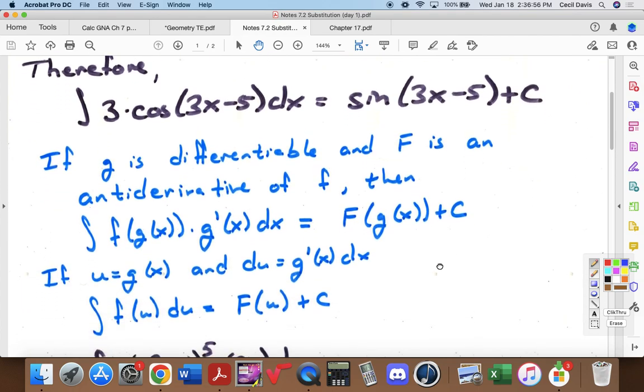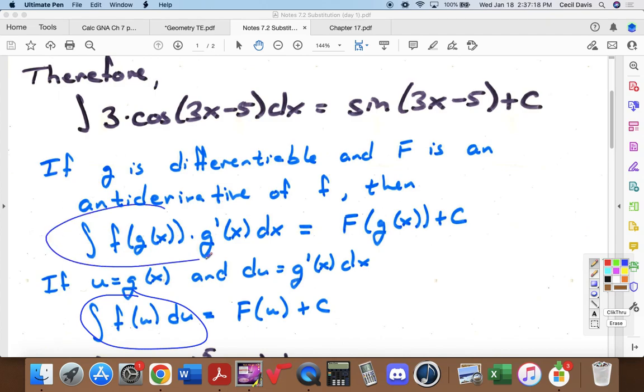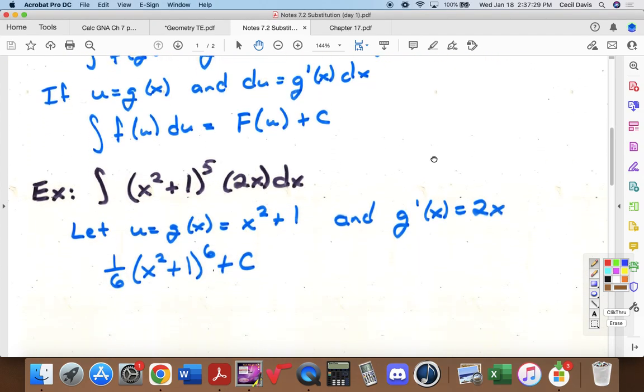Now, what we can also do is instead of undoing the chain rule, we can replace g of x with a single letter. And then du is g prime of x dx, and you get something that's nicer to look at. I mean, I think you'd all agree that this is nicer to look at than that, right? It just whittles it down to its essential characteristics.